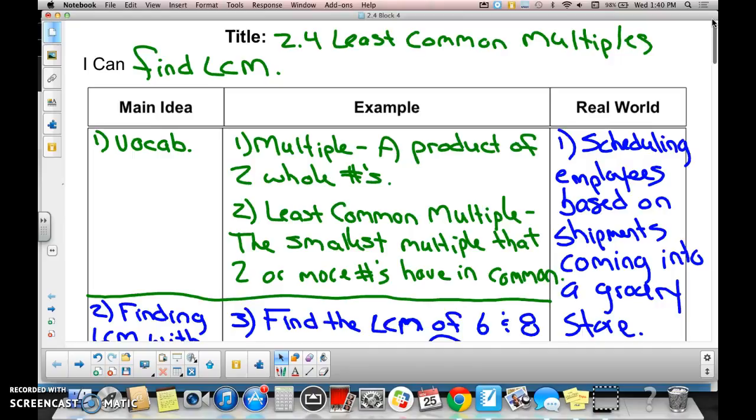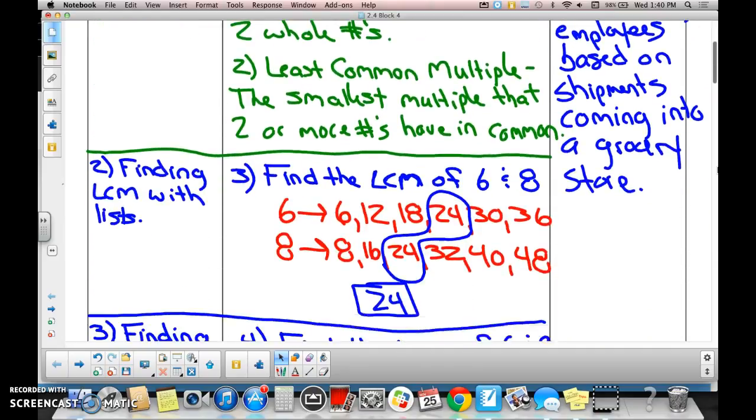Anything else before I stop the video? Question: the common primes are only with 2 different numbers? Okay, so common primes, going backwards a little bit.